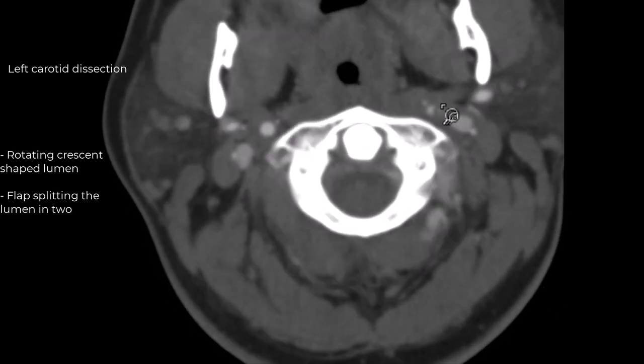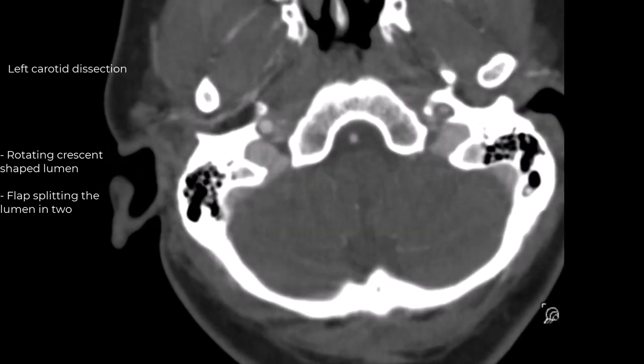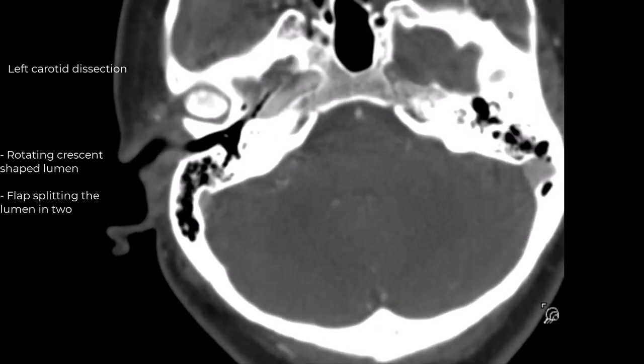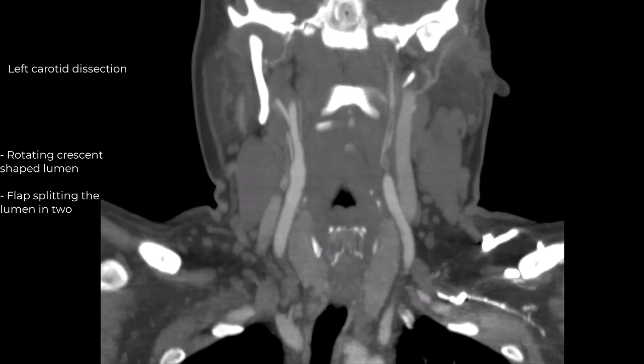Distally, the artery continues to have that peripheral filling defect that changes location. It rotates around the lumen of the vessel. The coronal reformatted image shows different views of all of those filling defects that we see around the lumen of the vessel, and in some areas it looks like a sagittal filling defect that is splitting the lumen in two.